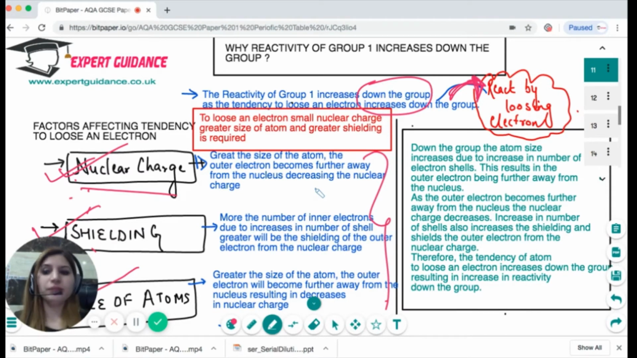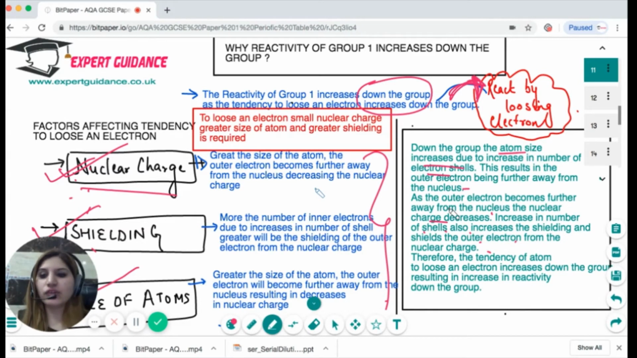Okay, so I'll summarize. Down the group, the atom size increases due to increase in the number of electronic shells. This results in the outer electron being further away from the nucleus. As the outer electrons become further away from the nucleus, the nuclear charge decreases. Increase in number of shells also increases the shielding and shields the outer electrons from the nuclear charge. Therefore, the tendency of an atom to lose an electron increases down the group, resulting in increase in reactivity down the group.